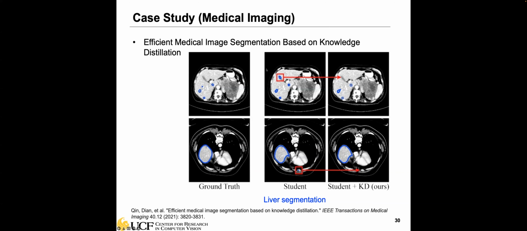So here for this knowledge distillation, they are trying to come up with efficient medical image segmentation. For this example, they were doing liver segmentation. On the left is the ground truth. On the right is the student network, basically a smaller network. This is without knowledge distillation, basically just training the smaller network on the data set you have, and this is the liver segmentation outcome. As compared to the ground truth, there are some missegmentations, this one here and here.